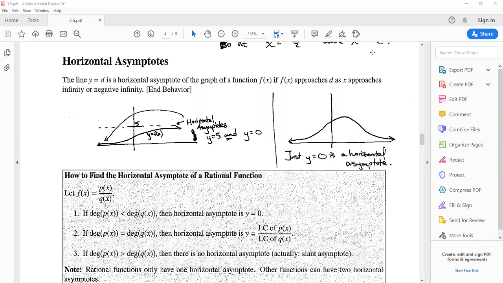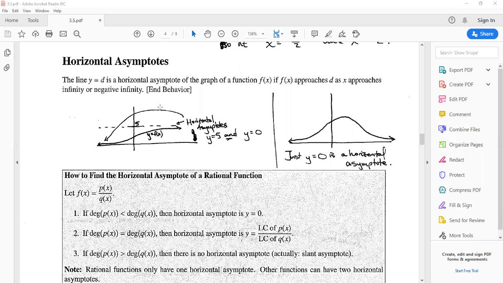All right, everybody. So we met vertical asymptotes of rational functions. Now let's talk about horizontal asymptotes. These are horizontal lines that the graph of our function might hug towards as x gets very large, going to positive infinity, or as x gets very small, going to negative infinity.